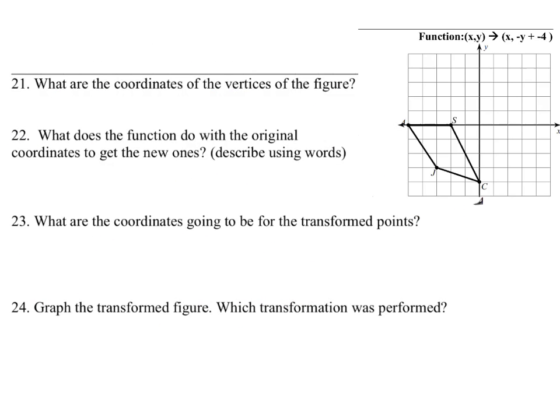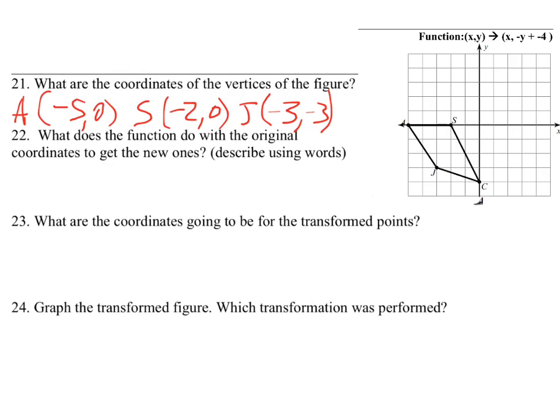And that brings us to our last section. Our coordinates on this one, I'm going to start with A, which is that one, by the way. The coordinates for A are negative 5, 0. The coordinates for S are negative 2, 0. The coordinates for J are negative 3, negative 3. That's a hideous 3. And the last one, C, is at 0, negative 4.